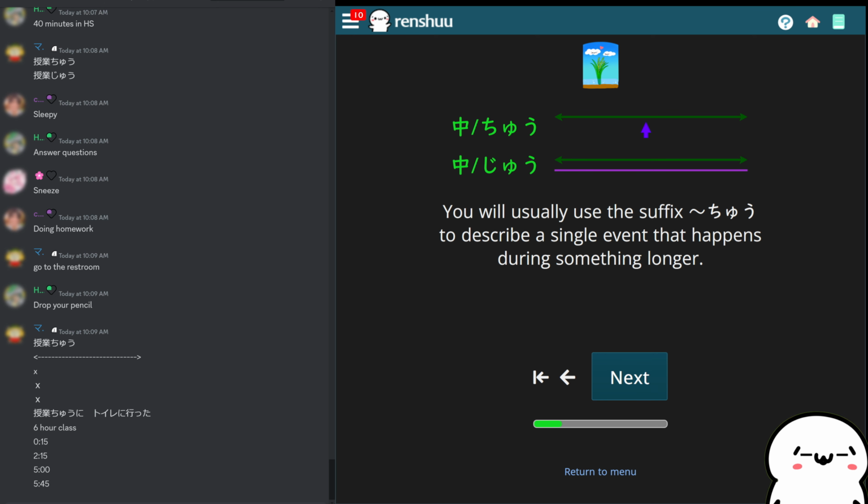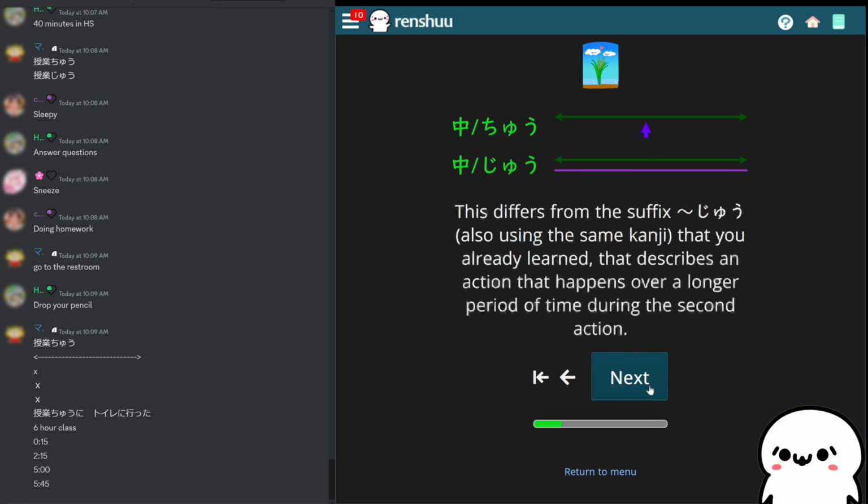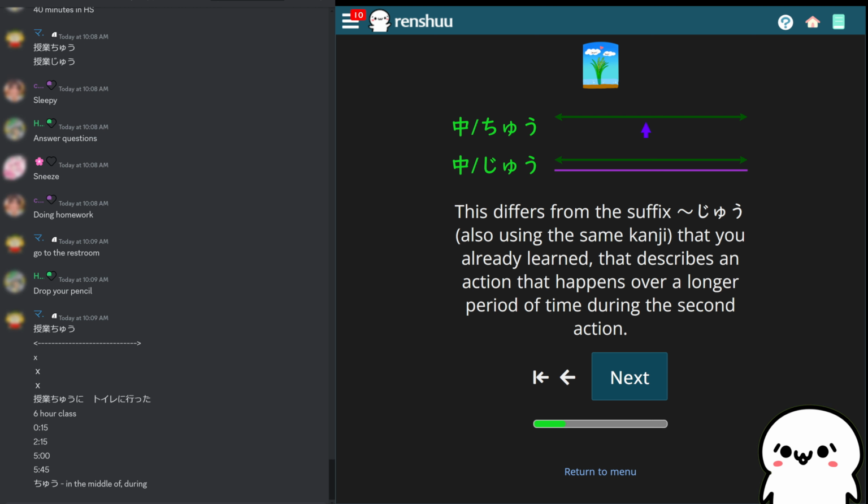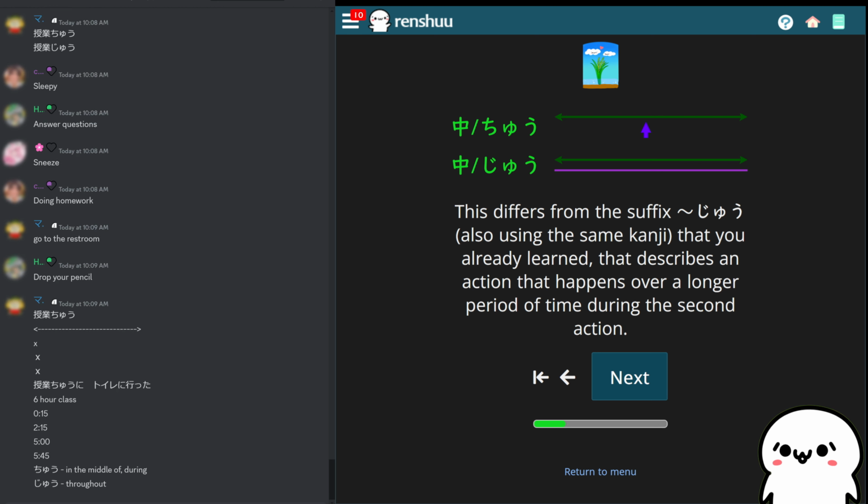And that thing might be instantaneous. It might happen for 2 minutes or 5 minutes or 10 minutes, but it's not as long as the class itself. It's a chunk of time out of that longer block. Ju, however, I feel like chu is closest as in the middle of or during. Ju is closer to throughout.